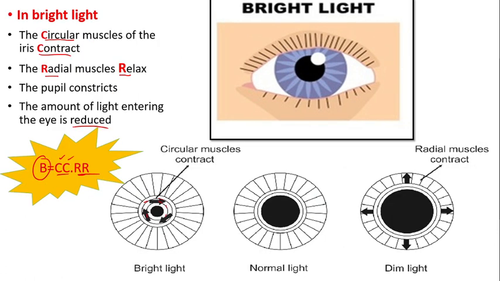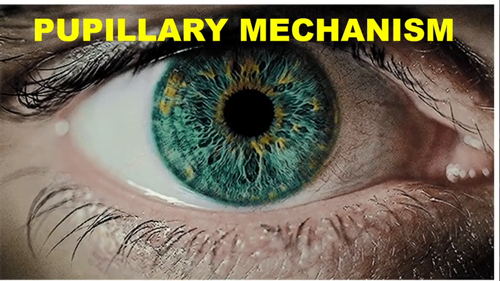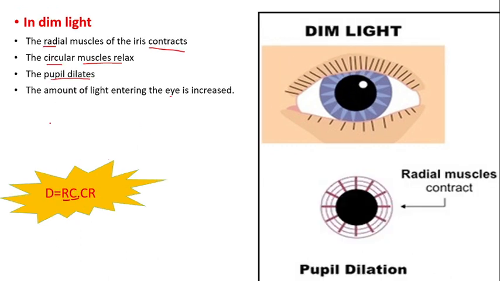So, quick recap. Why do we have pupillary action? To regulate the amount of light entering the eye. During bright light, two cats and two rats: circular muscles contract, radial muscles relax, your pupil constricts, reducing the amount of light entering the eye. Under dim light it is RCCR: radial muscles contract, the exact opposite, circular muscles relax, and your pupil dilates, increasing the amount of light entering the eye. Simple as that.